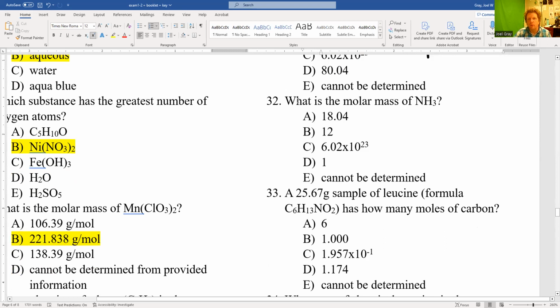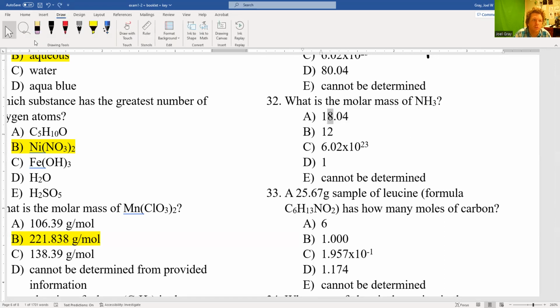Okay, next question is, what is the molar mass of NH3? Nitrogen has a mass of 14 and hydrogen has a mass of 1. And this is another question where I apologize, I made a mistake. If this answer was correct, this would be 17.04 or 17.03. So question number 32, the correct answer is, well, everyone gets credit for it. But the correct answer for this would be 17.03. So all credit for this question.